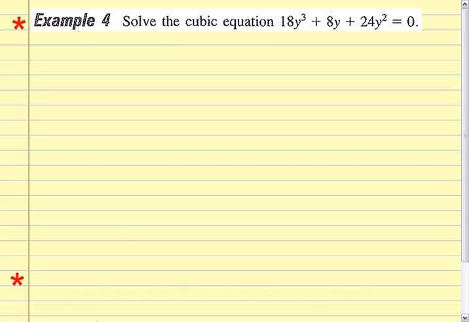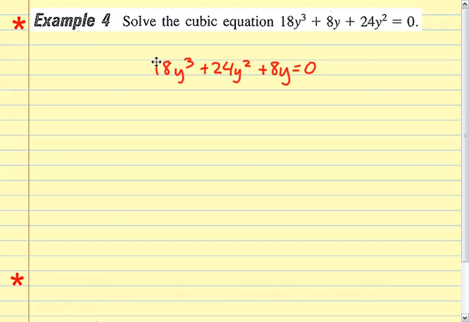Okay, folks. Listen. Example number 4 says solve the cubic equation. The reason they call it cubic is because the highest degree is 3. Okay? But, Ellie, I'm going back to our homework question today. What's the problem here? They're not in order. They're in the wrong order. So we're going to say 18y cubed plus 24y squared plus 8y equals 0. Now they're in order. Okay?